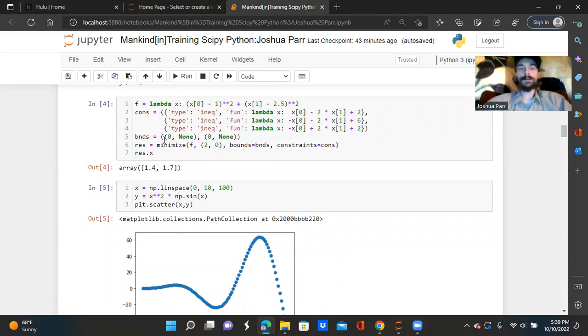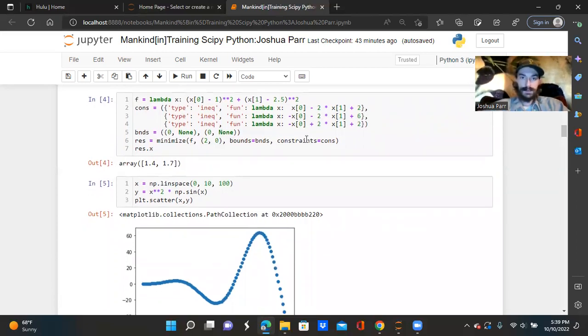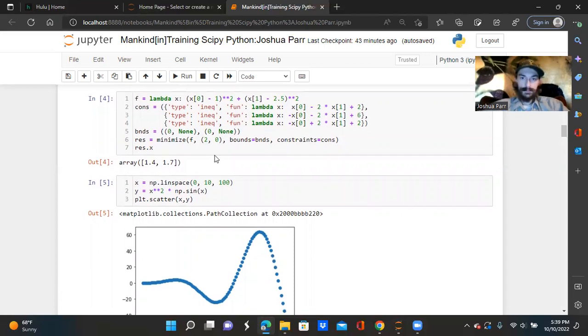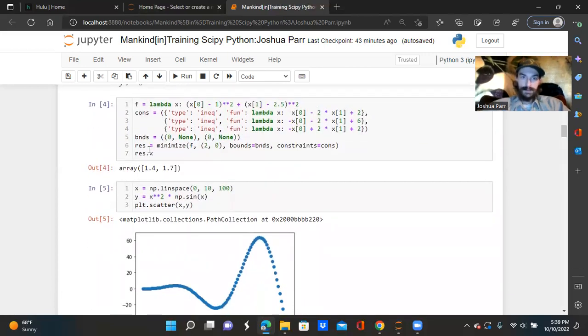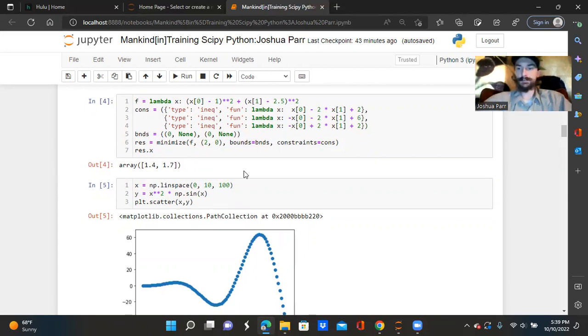And then we have to give it bounds. In this case, we have 0 and None for x and y. And then we are going to create a resolution with the minimize function like above, with bounds and constraints. And if you ask for the resolution of x, you'll get this array for x and y. It solved it for you.